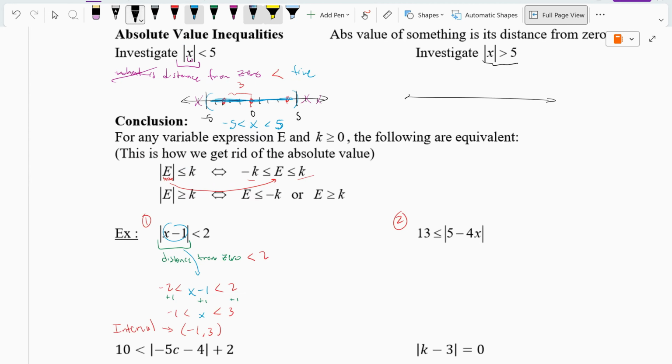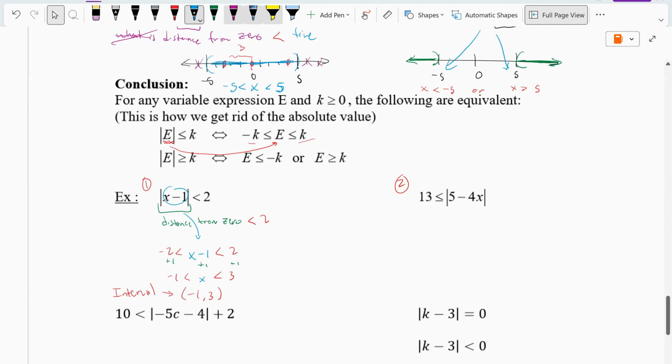So how do I represent this? Absolute value of x is larger than 5. 0, 5, -5. Now I'm talking about solutions that will be these values that are far away from 0, further than 5 away, or further than 5 away on the other side. Any questions about that? So how do I represent this as an inequality? x is less than -5, or x is larger than 5. I'm going to split this up into a disjoint inequality with the or in between.